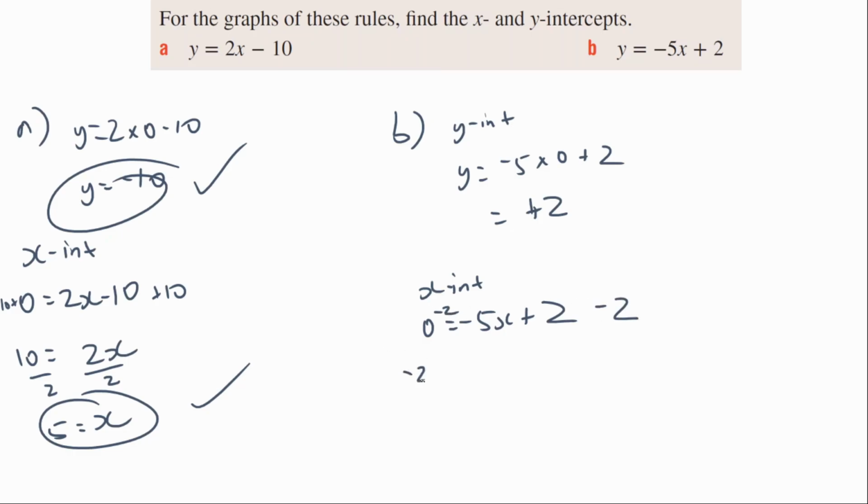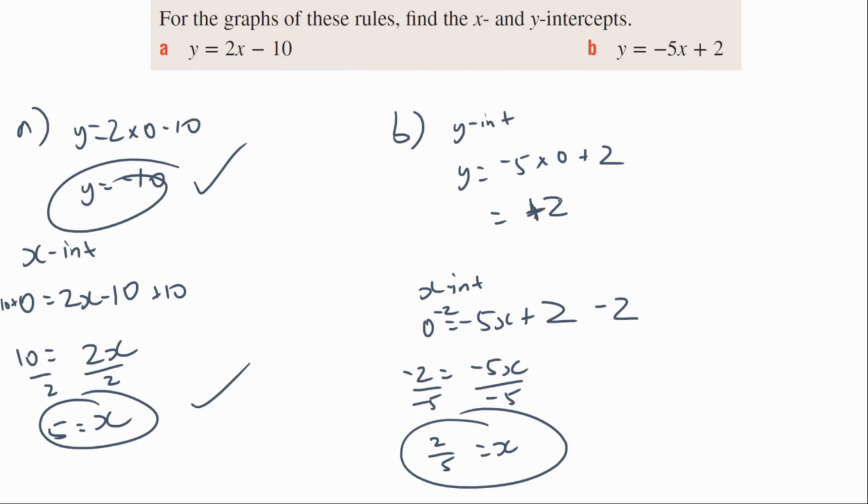That gives me -2 equals -5x. Now divide both sides by -5. That gives me 2 over 5 equals x. So our x-intercept is going to be 2 over 5 and our y-intercept is +2. Give yourself a tick for each one you got correct there.